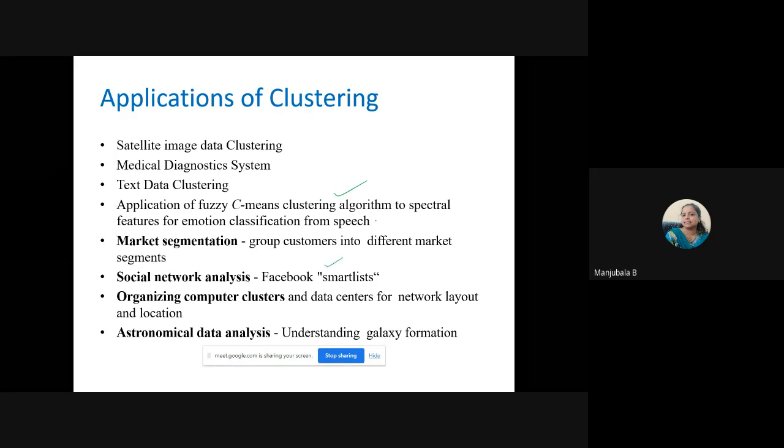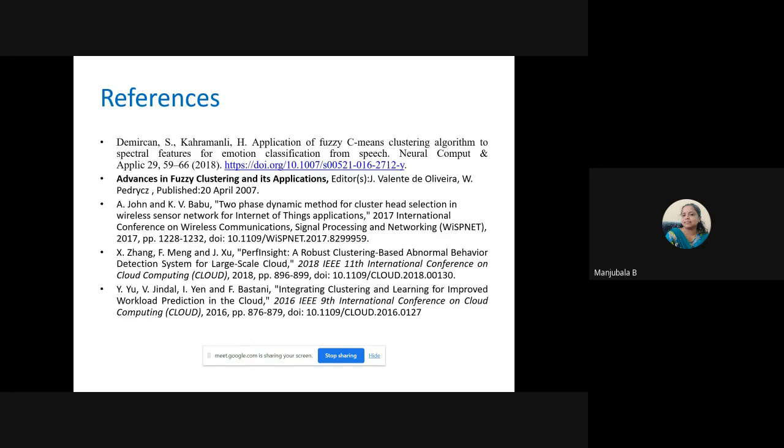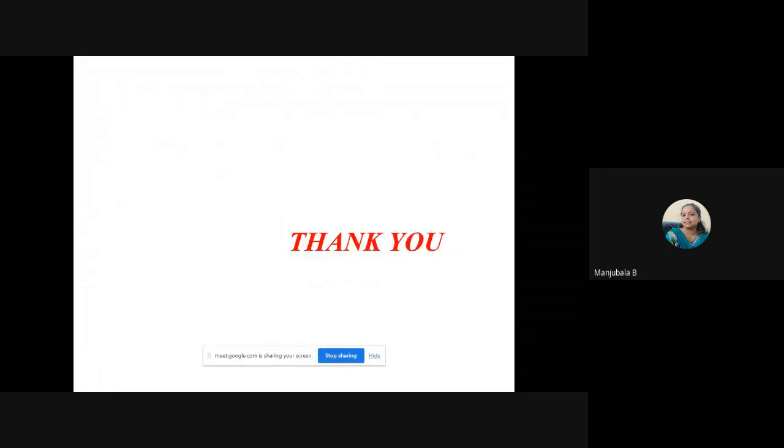Social network analysis, organizing computer clusters and data centers for network layout and location, and astronomical data analysis for understanding galaxy information: you can use different clustering approaches for these also. These are some of the references you can go through, and many more clustering approaches are coming for different applications. You can go through those techniques. So this is all from my side about clustering approaches. If you have any doubt or anything you want to ask, you can ask.